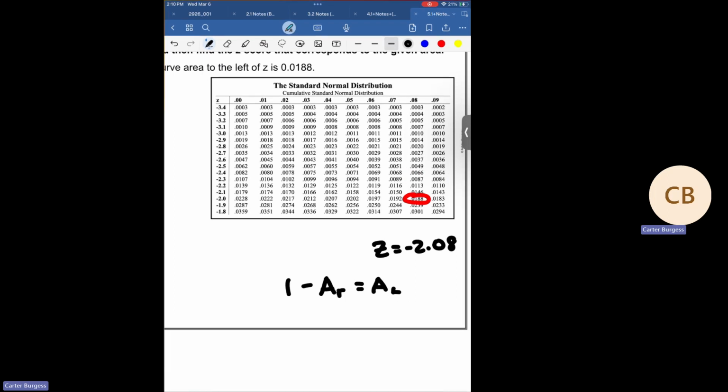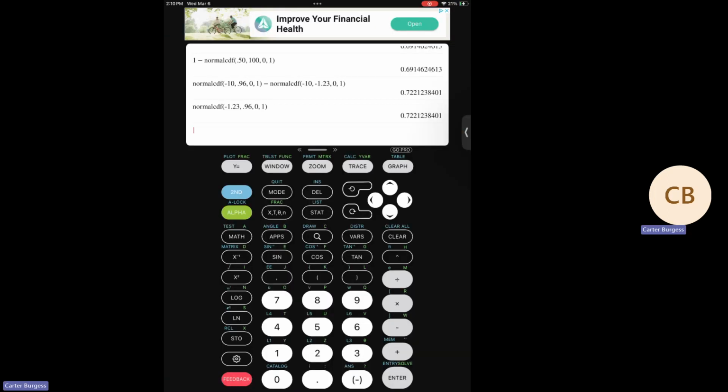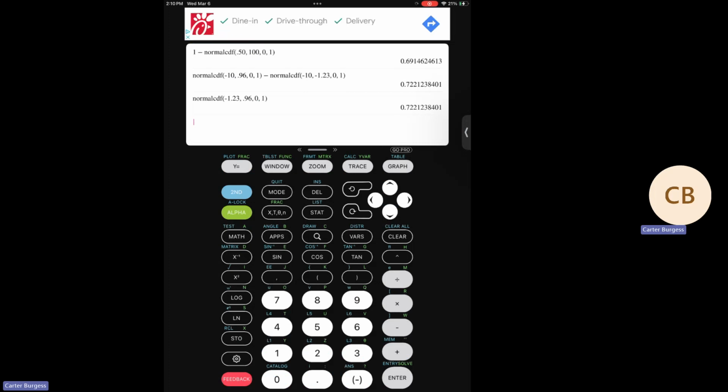But our calculator is just going to do this for us. My calculator only gives me area to the left. So it basically is like the table. You guys can set your calculator to be area to the left or area to the right, or even area between two z-scores, which is pretty cool. Mine doesn't do that though.